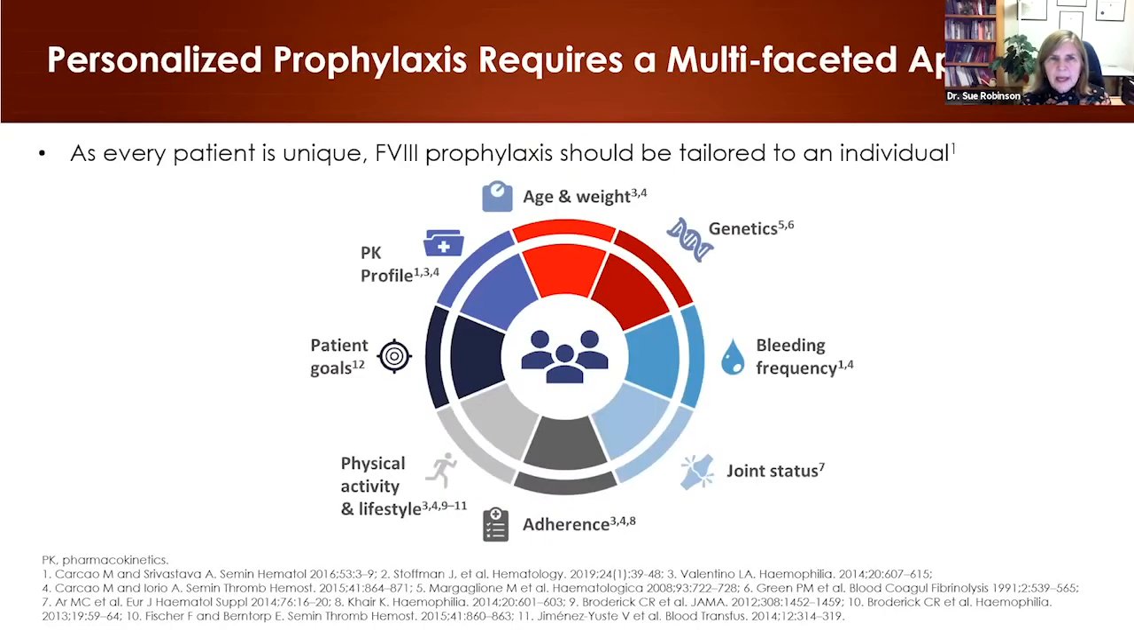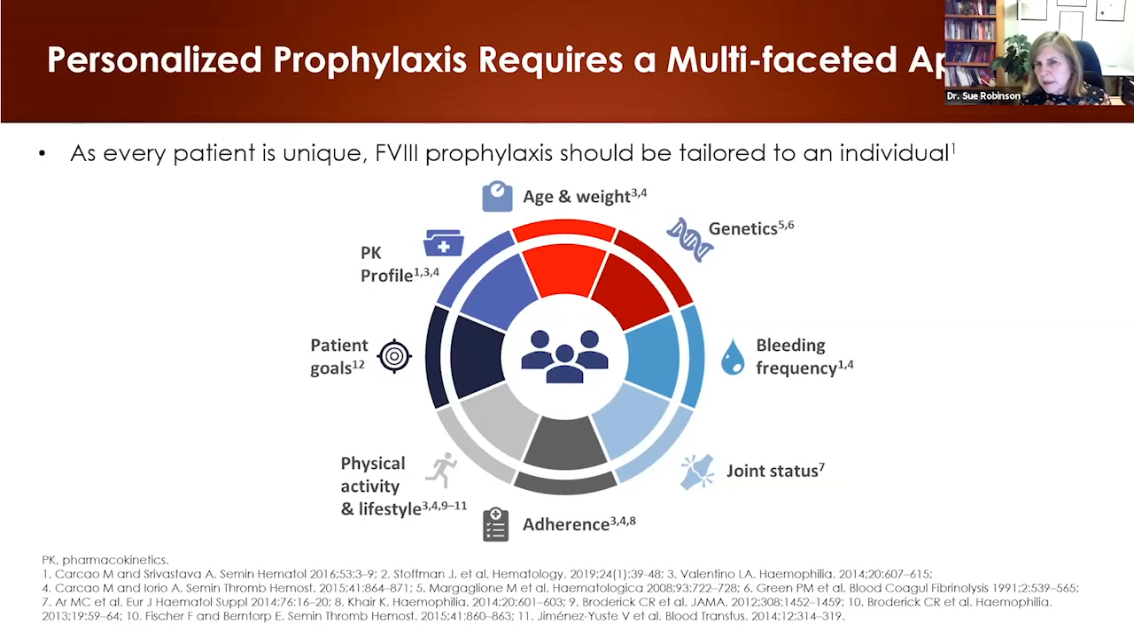Next. And personalized prophylaxis requires a multifaceted approach. So here, every patient is unique. The PK study for every person is different. And it does depend on a number of factors in terms of deciding what dose of prophylaxis you should use and how frequently you should use prophylaxis. So age and weight are important. Our dosing is usually weight-based.